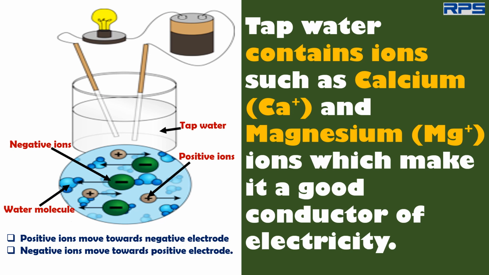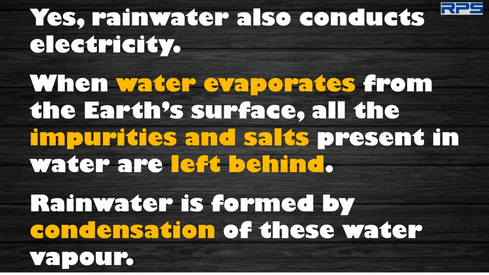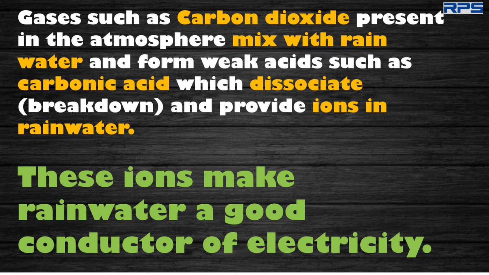Rainwater is considered the purest form of natural water. Do you think rainwater conducts electricity? Yes, rainwater also conducts electricity. When water evaporates from the Earth's surface, all the impurities and salts present in water are left behind. Rainwater is formed by condensation of this water vapor. Gases such as carbon dioxide present in the atmosphere mix with rainwater and form weak acids like carbonic acid, which dissociate and provide ions in rainwater. These ions make rainwater a good conductor of electricity.